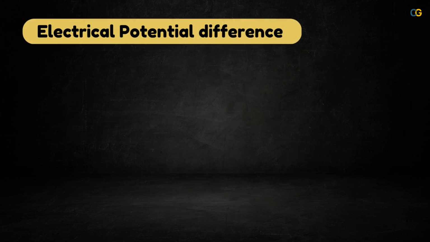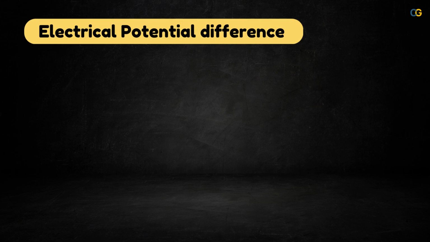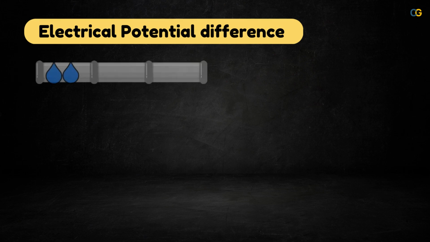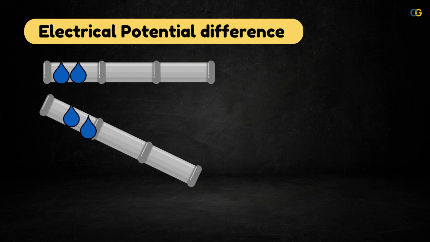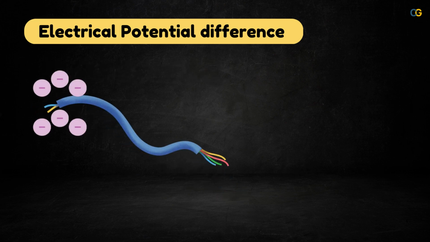What is electrical potential difference? Well, let us consider a pipe with water in it. If the pipe is horizontal, the water will not move across the pipe. For the water to flow, we need to tilt the pipe to create a difference in potential or pressure due to gravity and make the water flow. Similarly, the charges in a conductor do not flow as such. We need to create a pressure difference, or in this case called a potential difference, for the electrons to flow.